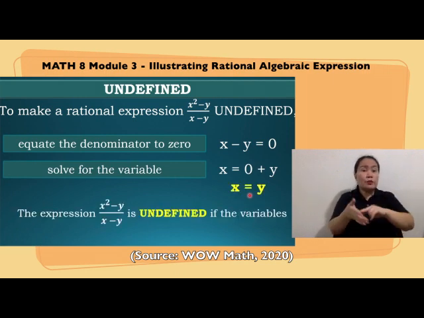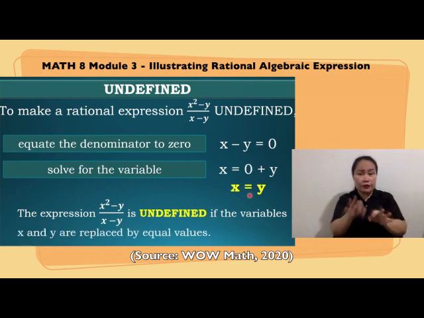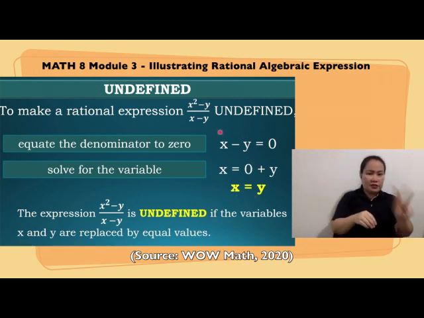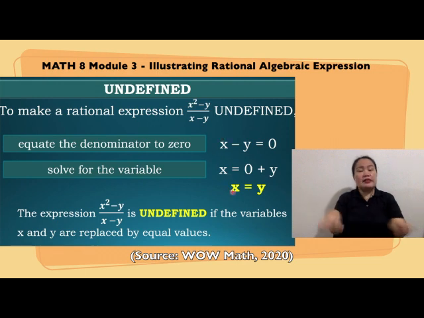So, ibig sabihin, the expression x squared minus y all over x minus y is undefined if the variables or the value of the variables x and y are replaced by equal values. So kapag ang value ng x at y mo ay pareho, that would mean undefined. Kapag ang value ng x and y mo ay same values or equal values at sinubstitute mo sa expression na to, hindi siya rational expression.